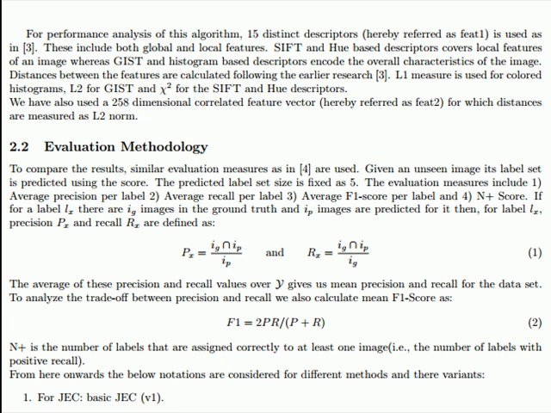Now we have used the evaluation methodology which was used earlier by the papers, to compare them. That is precision, recall, F1 score and N plus. N plus is the number of labels that are assigned correctly to at least one image, that is, which is having a positive recall value.